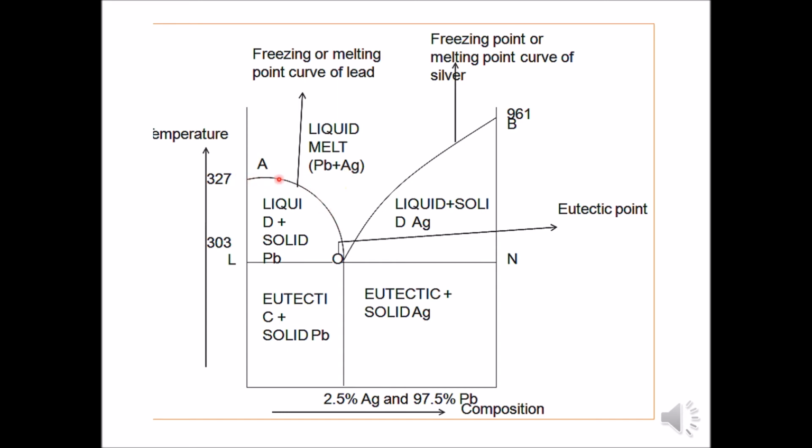On this curve, one thing is happening: by the addition of silver in lead, because this is 100% lead, and as silver starts mixing, the melting point of lead is decreasing. And on this curve, by the addition of lead in silver, the melting point of silver is decreasing. That I will show in another diagram.